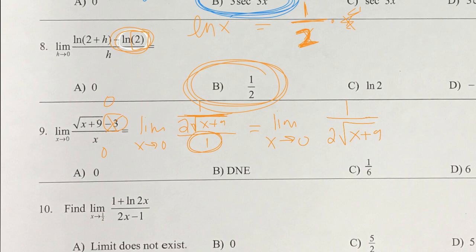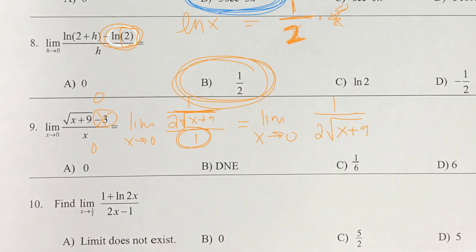Okay, so now let's try plugging in 0 again, and what do we get? 1 over 2 times the square root of 9. And the square root of 9 is 3. 2 times 3 is 6. So 1 over 6. So this is L'Hopital's rule, because when we plug in 0, we get 0 over 0, which is the indeterminate form, which means you can apply L'Hopital and take the derivative of the top and the bottom until you no longer get an indeterminate form.